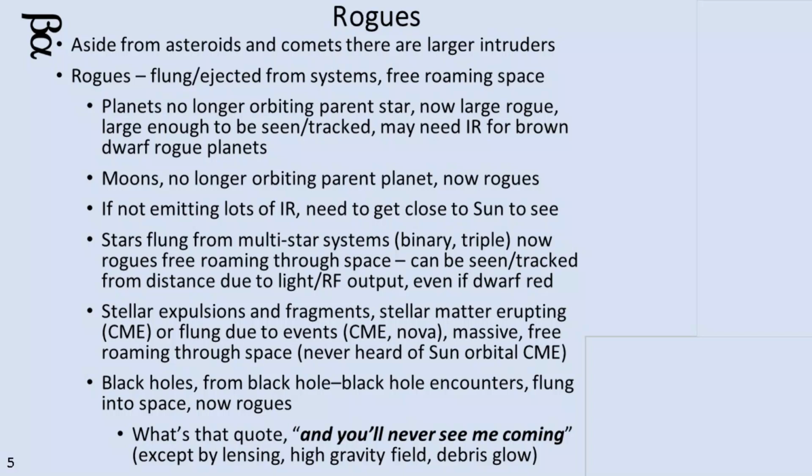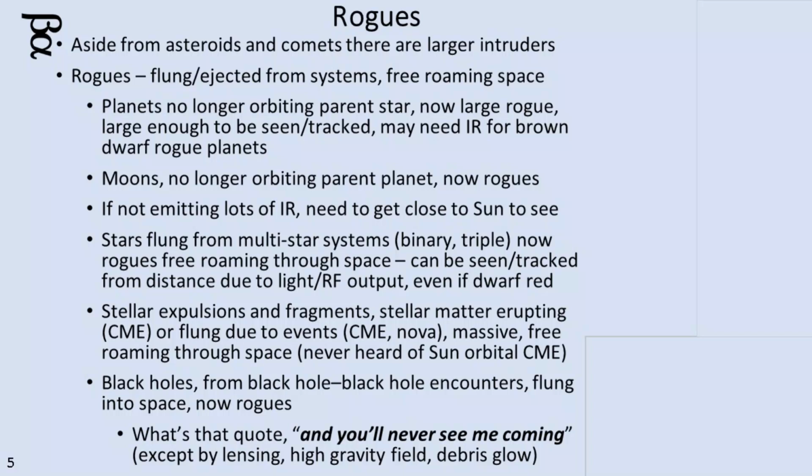Stars, if you have a multiple star system, a binary or triple star system, they can go on complicated orbits, and one of the two or three can be flung out from the system. So you can have a rogue star free roaming in space. Now, obviously, if it's producing light or if it's producing radio output, as stars do, then we can spot that from a distance, even if it's a small red dwarf star. So I'm less concerned about those. We have spotted rogue stars, but they're not aiming towards us. They're either aiming away from us or they're crossing the path of our solar system with no encounter expected.